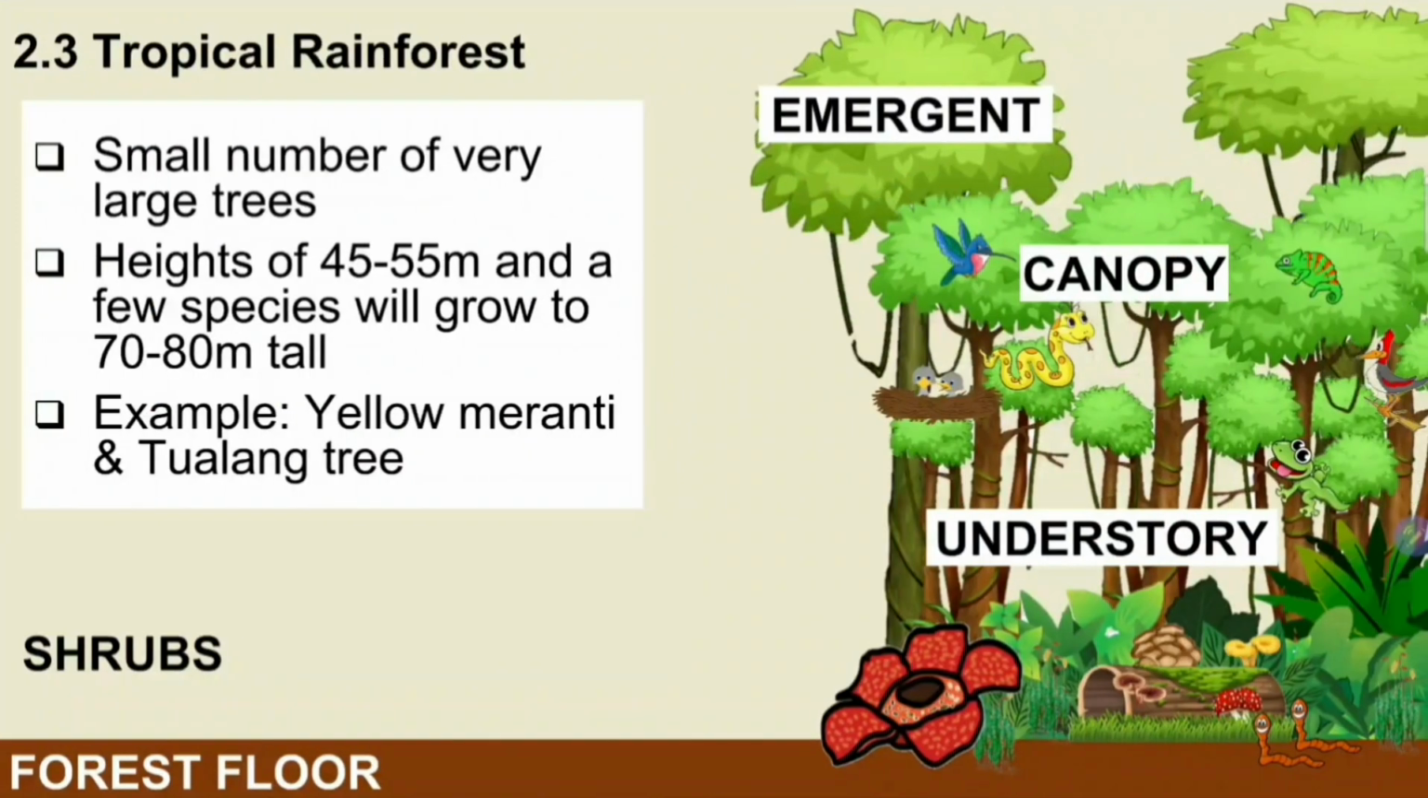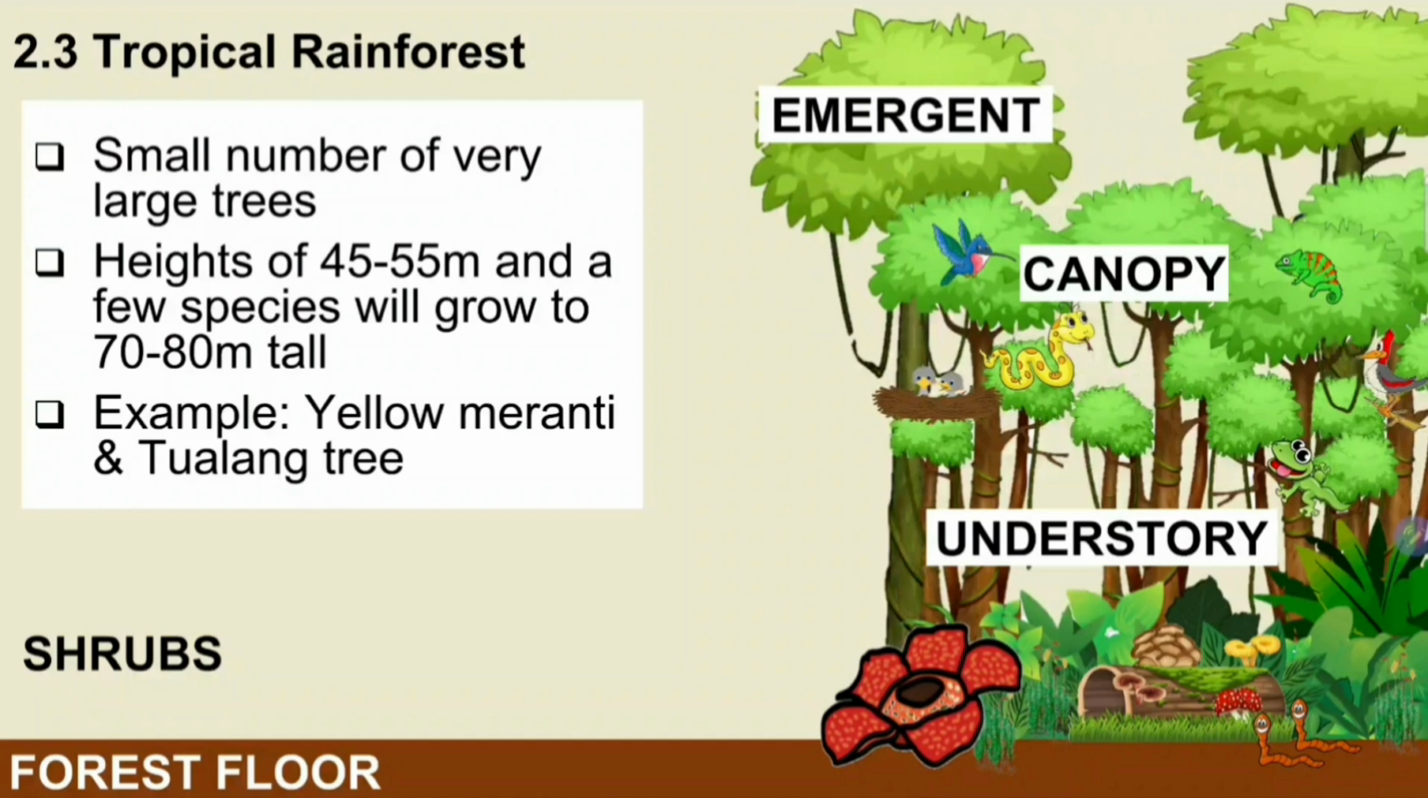The fifth layer is the emergent. The emergent layer has a very small number of very large trees. Jumlah pokok yang akan sampai ke layer emergent ni sangat sikit, small number. But then pokok-pokok yang ada itu adalah pokok-pokok yang paling besar sekali, reaching the height of 45 until 55 meters. And then only a few species can grow up to 70 until 80 meters tall. So itu dia sangat small number of tree.